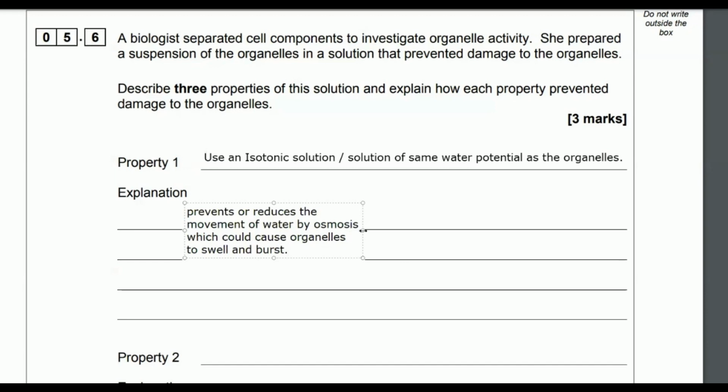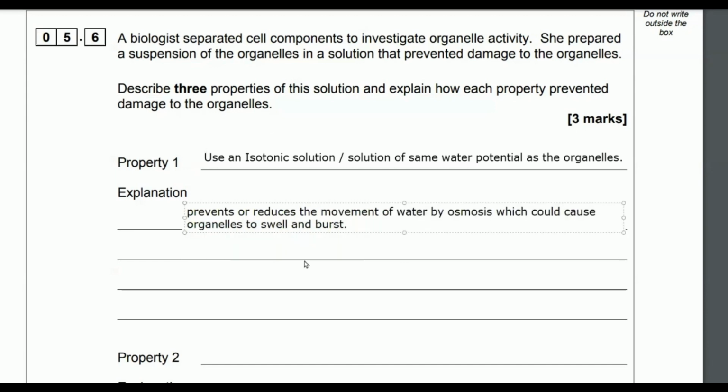Okay, for example, if you had a higher water potential outside the organelle and lower in the organelle, water will move in by osmosis and cause the organelle to burst. And we wouldn't want that when we're trying to study them. So that's your first mark.